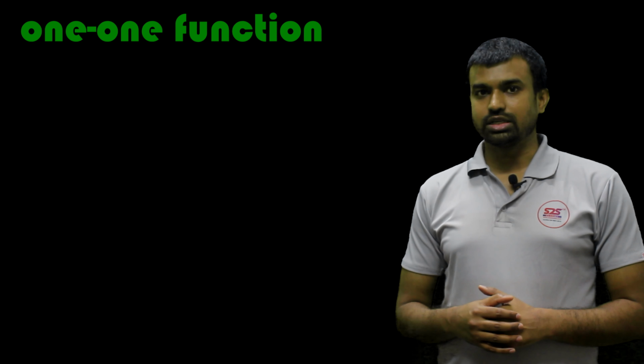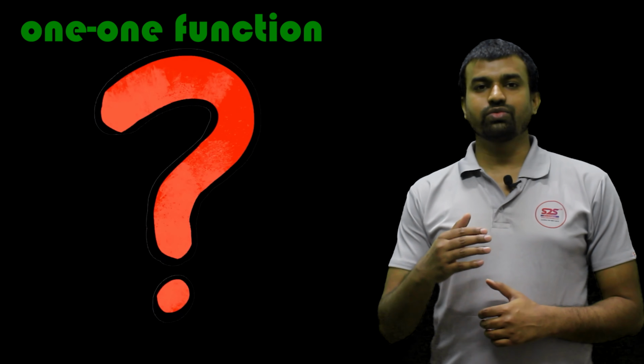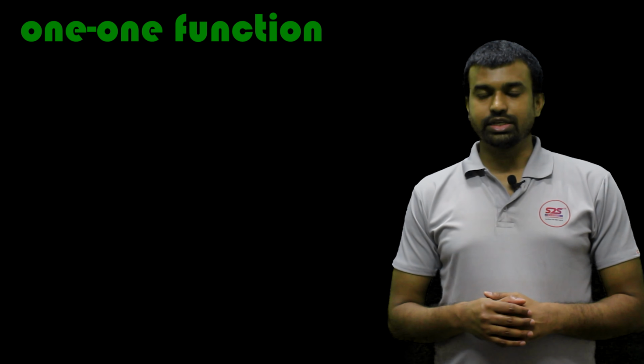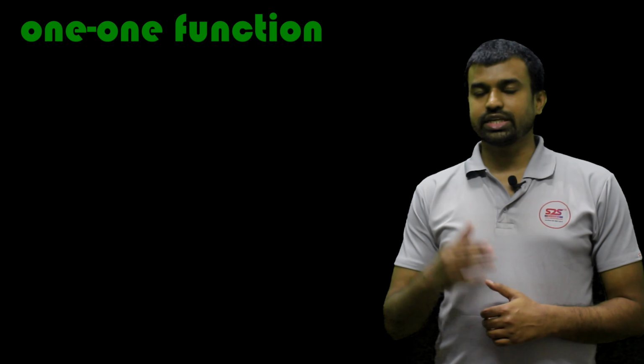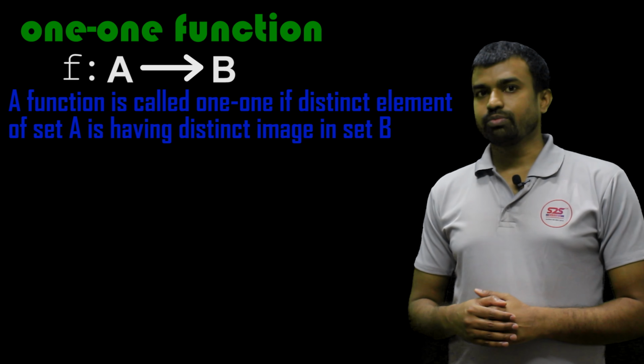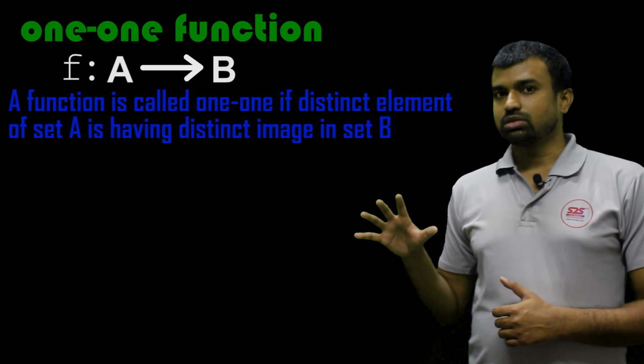So first let's discuss one-one function. So what is a one-one function? I'm considering that you already have the knowledge of domain and range. So let's take any function f that is defined from set A to set B. A function is called one-one if distinct elements of A have distinct images in set B. Okay, so no two elements should have the same image.